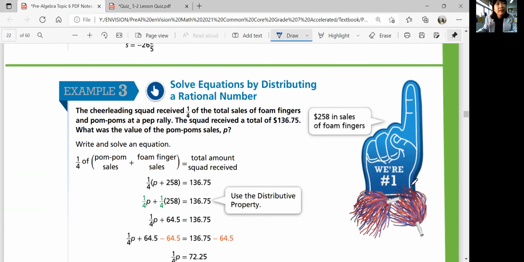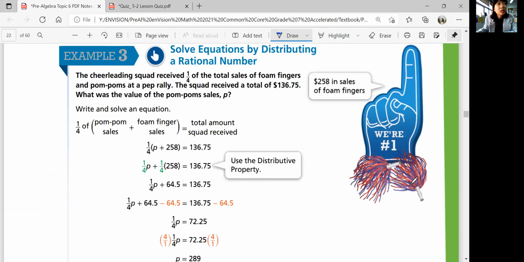Example 3. Solve equations by distributing a rational number. What if you need to distribute a rational number like a fraction? It's the same thing. You just make sure you distribute it out to both terms. So you have 1/4 p here and 1/4 times 258. But what is 1/4 in terms of operations? It's the same as dividing by 4. So if you divide 258 by 4, you get 64.5.